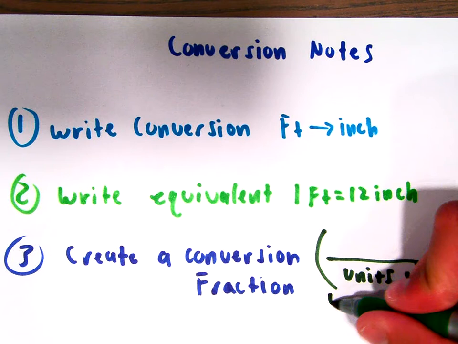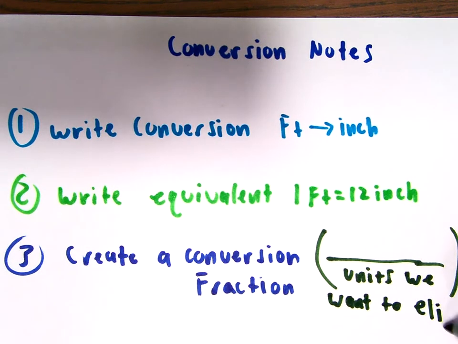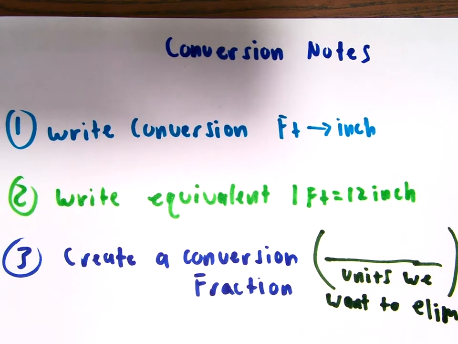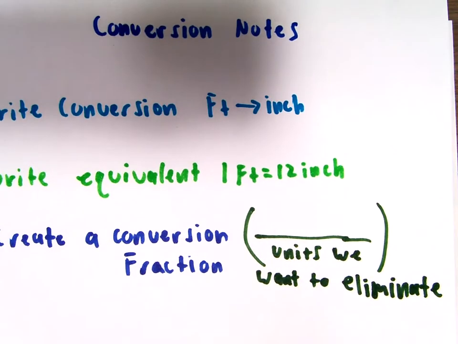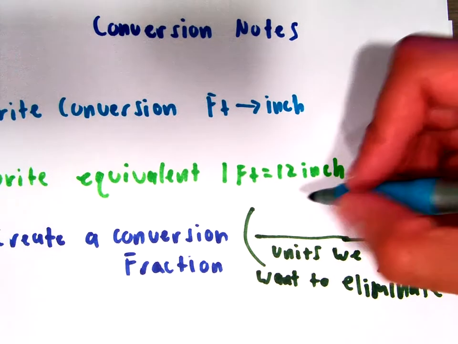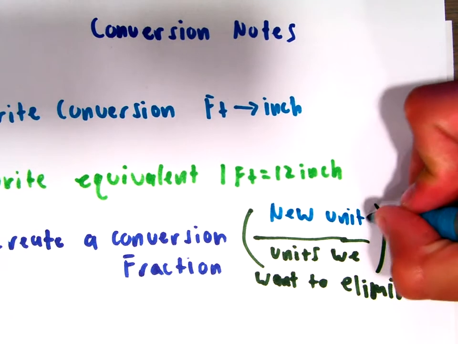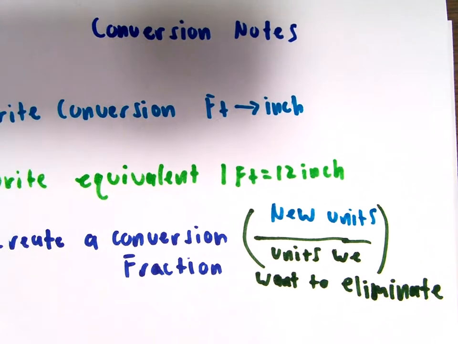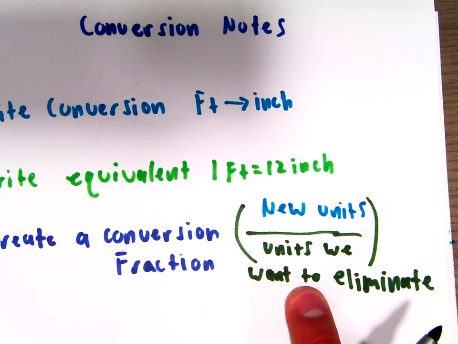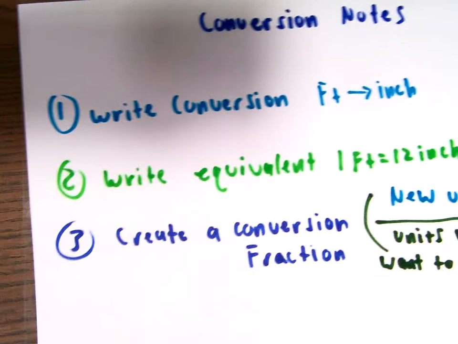Whatever we want to eliminate goes in the bottom of the fraction. And our new units, whatever we're looking for, whatever we're trying to convert to, will go on the top. So what we want to eliminate goes in the bottom, what we want goes on the top. That format doesn't change.